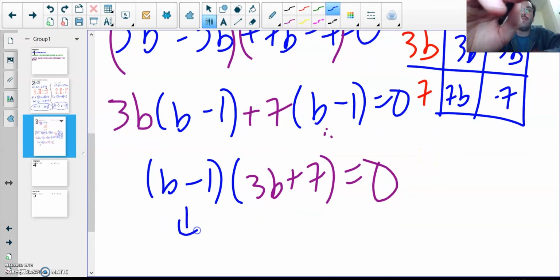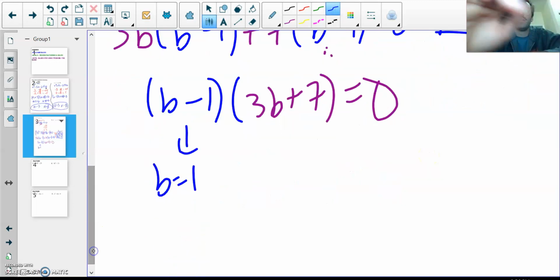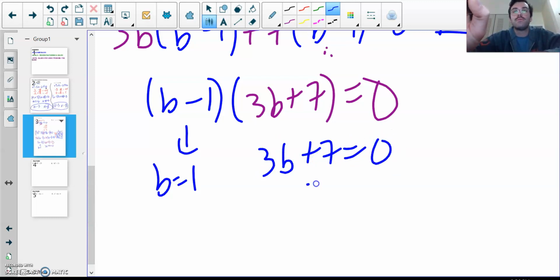Here I know that b equals 1. This one is a little bit tougher, so I'm going to show the work for this. Subtract the 7.